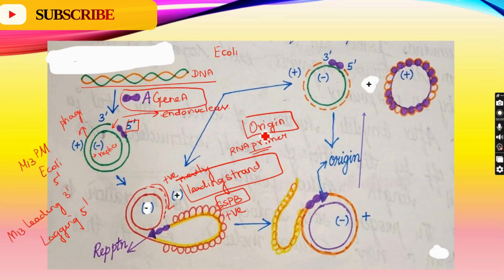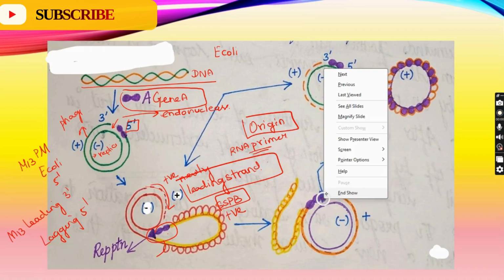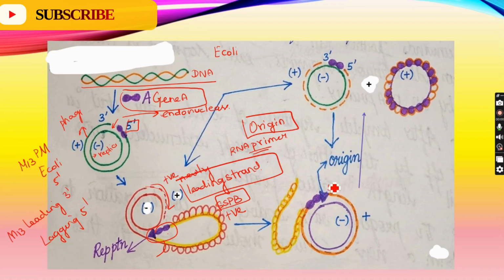till the replication meets the origin. After the origin is met, a gene A protein gets attached to the 5' end of the newly formed DNA. Here we can find an old positive strand and a newly formed positive strand. Both 5' ends get attached to the gene A protein. After that, it is going to be released.